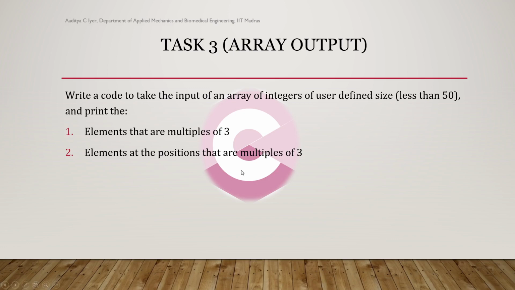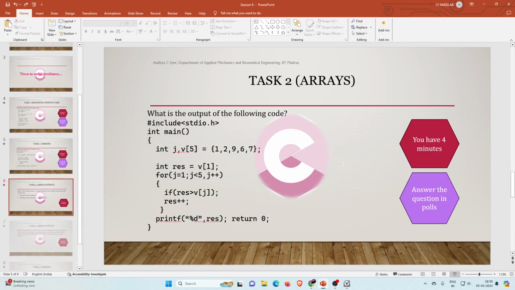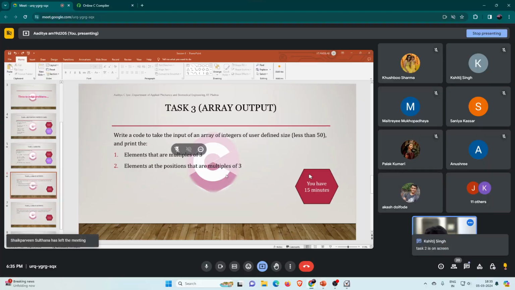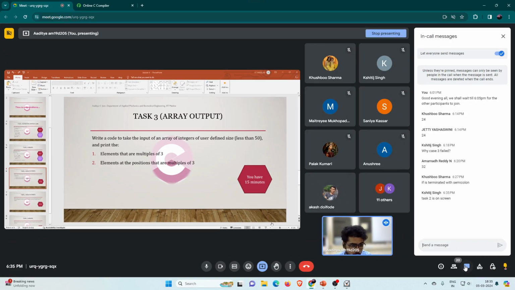First thing is I have to check what all elements are multiples of 3 and print them. Okay, so you can print them just like that, or you can store them in a new array and print that array. It's up to you. Secondly, I have to print the elements that are at the positions that are multiples of 3. So is the statement clear? The second one, task 2 is on screen. Is task 2 on screen or task 3?